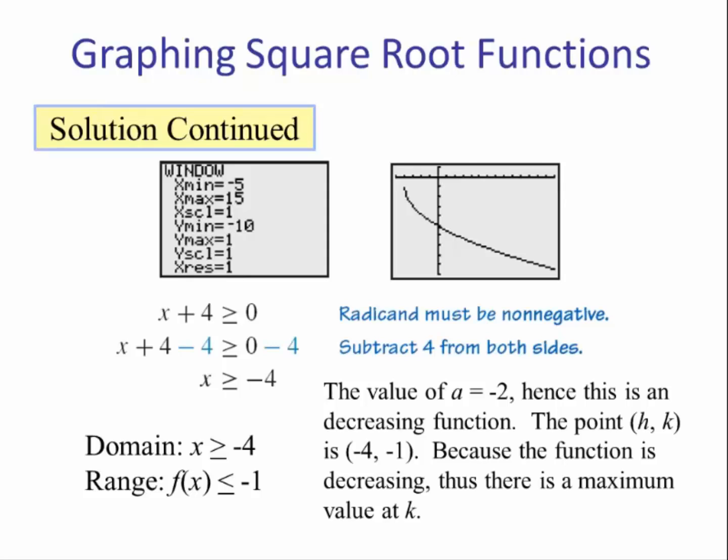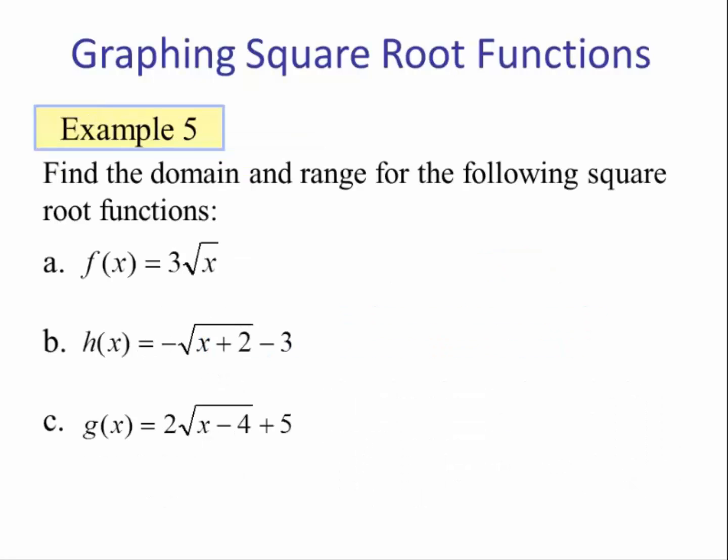Let's do another example. Example 5. Find the domain and range for the following square root functions. A. f of x equals 3 times the square root of x. B. h of x equals negative square root of x plus 2 minus 3. And C. g of x equals 2 times the square root of x minus 4 plus 5.